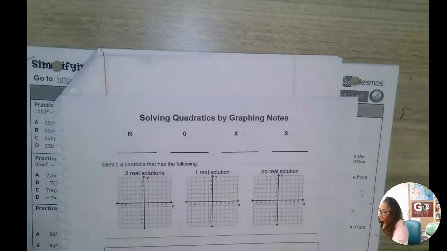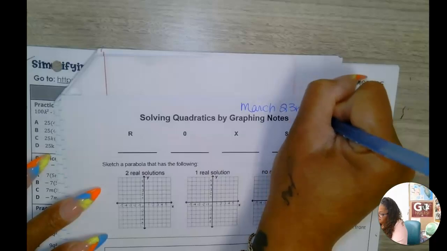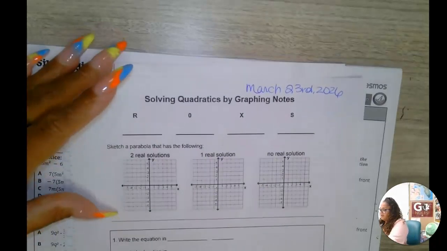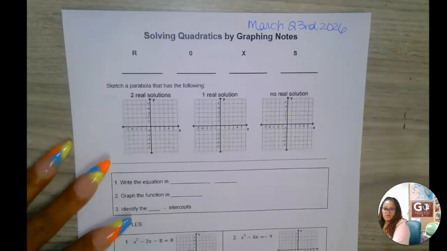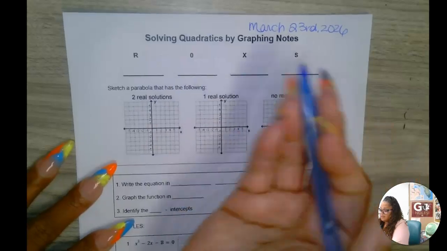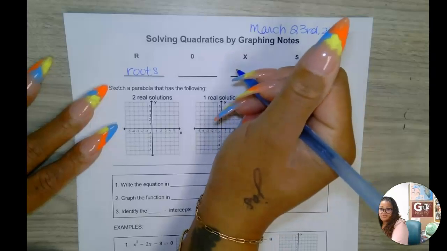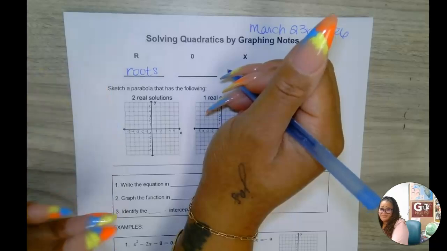This is the notes for March 23rd, 2026. We are going over solving quadratics by graphing some more. Remember that the solution to a quadratic equation is always the x-intercept, so we're going to keep ROCKS in mind because they're going to ask several different names, and they will use all four of these interchangeably on the STAR test and on your unit tests in class and questions even on Excel.